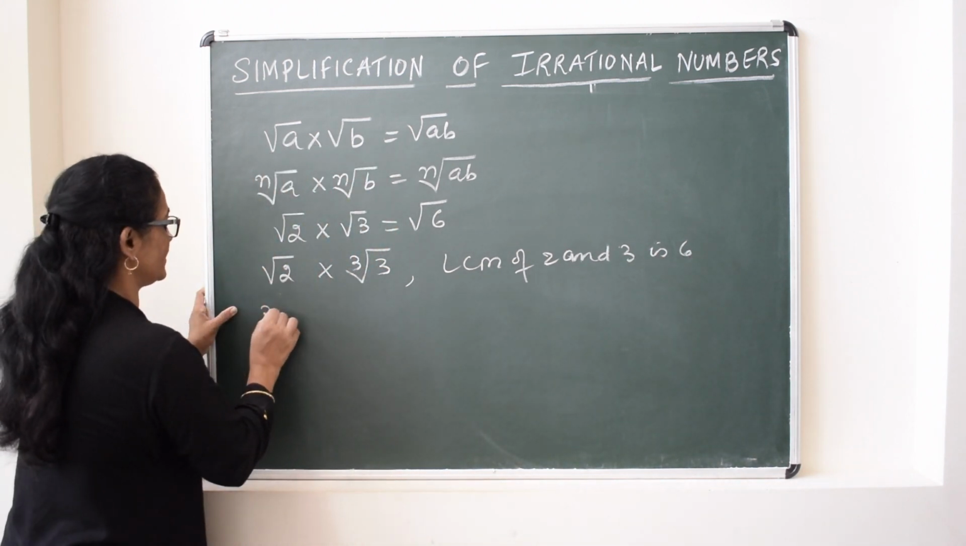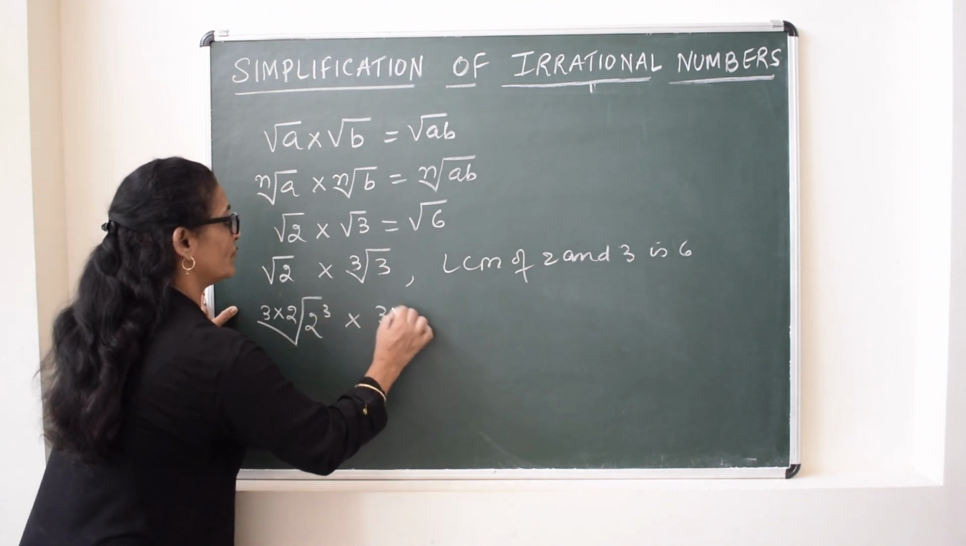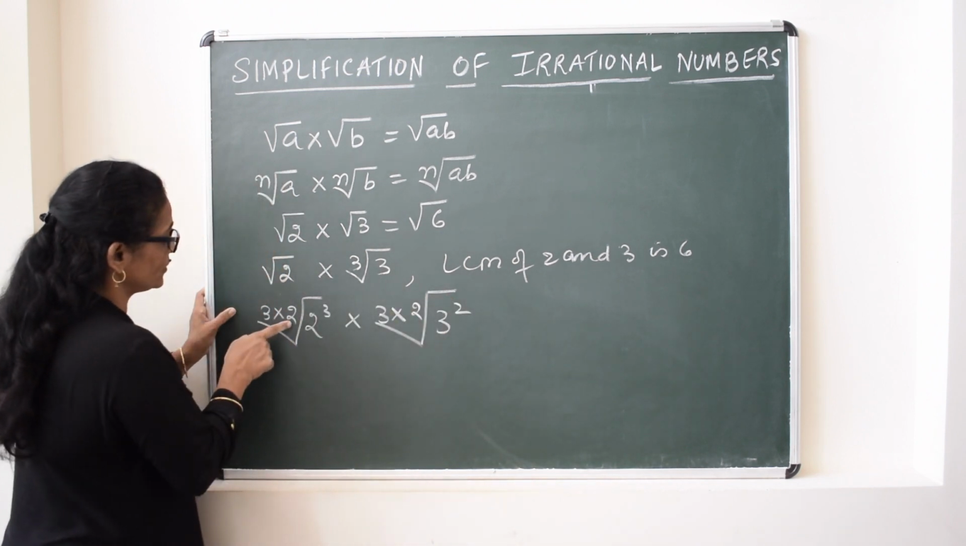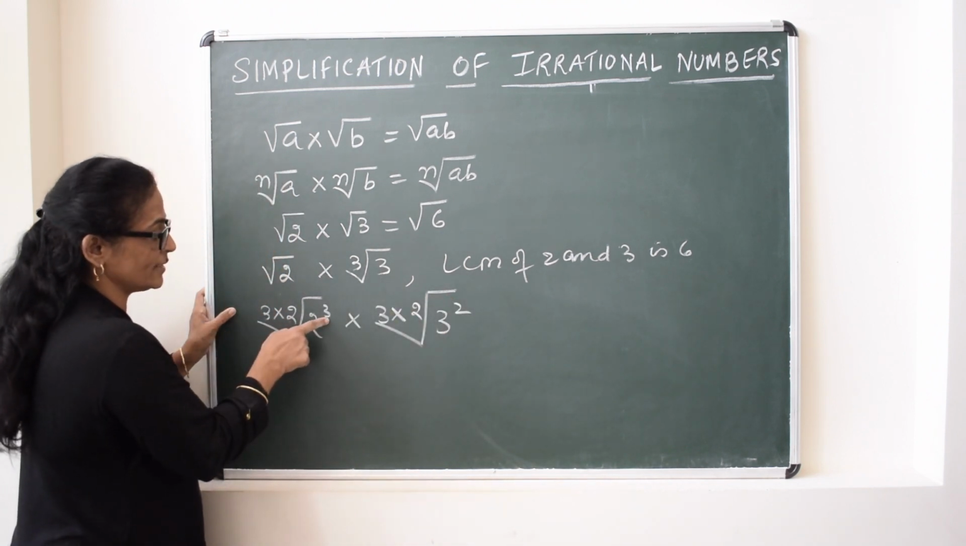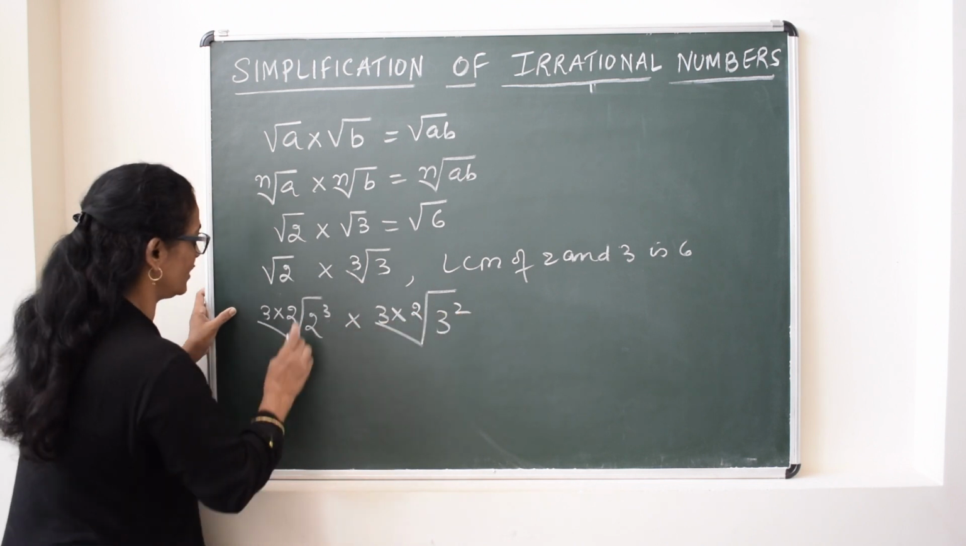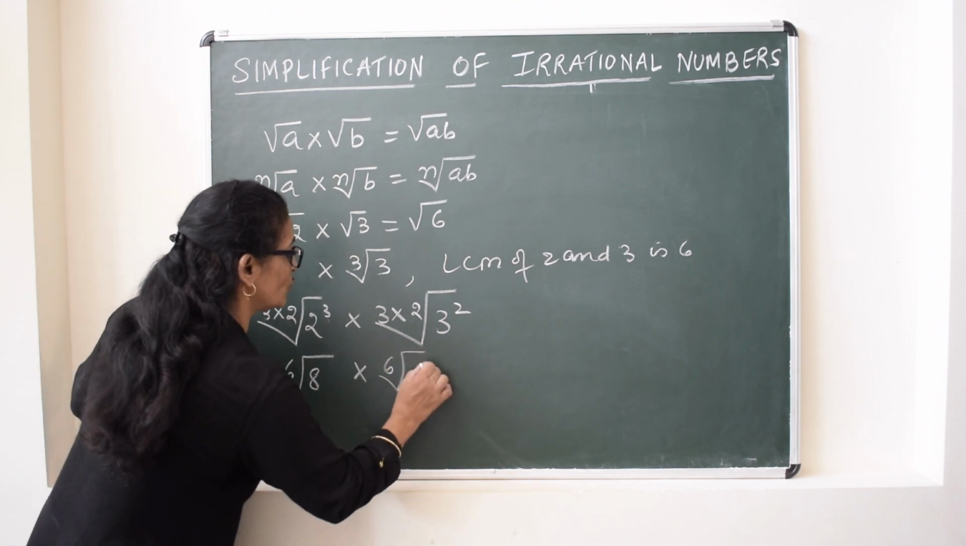So this we will write as... what have we done? We have introduced 3 outside, 3 inside the radical sign. Here 2 outside and 2 inside the radical sign. Ultimately, it is 6th root of 8 and 6th root of 9.